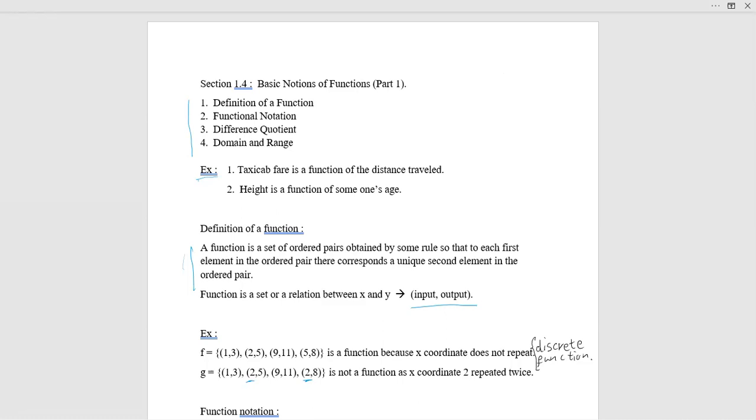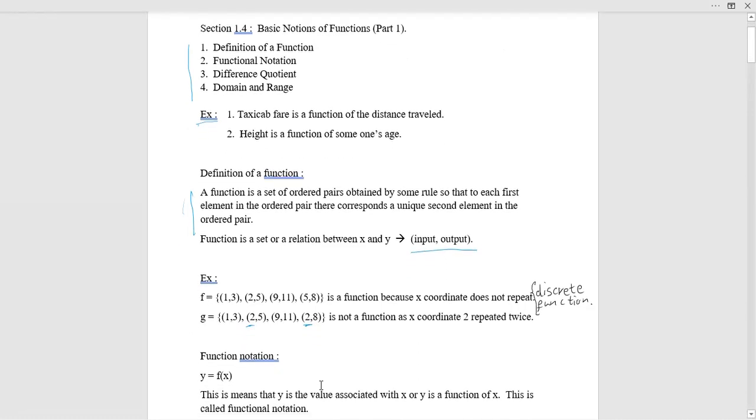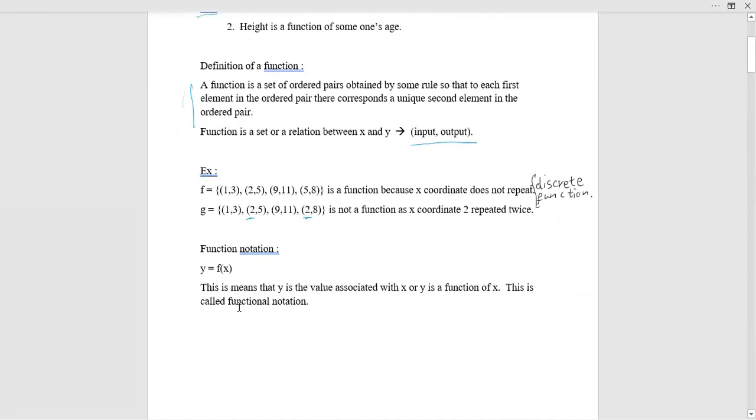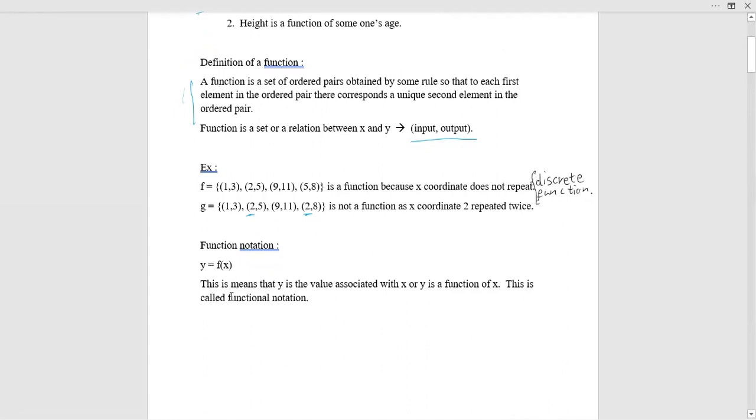Also, I want to tell you something else here. See, F is separate 4 points, discrete 4 points. Therefore, it is called a discrete function. We're going to see continuous functions later on. Function notation is this: y equals f of x. This means that y is the value associated with x, or y is a function of x. We're going to see an example, then you understand this better. This is called functional notation.